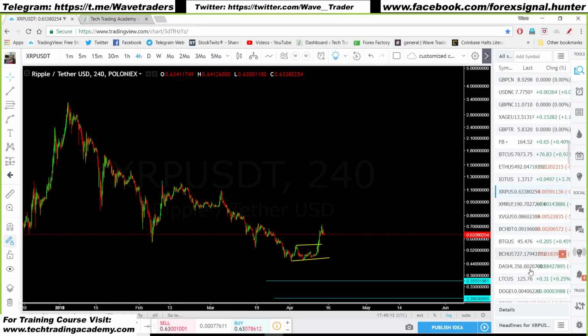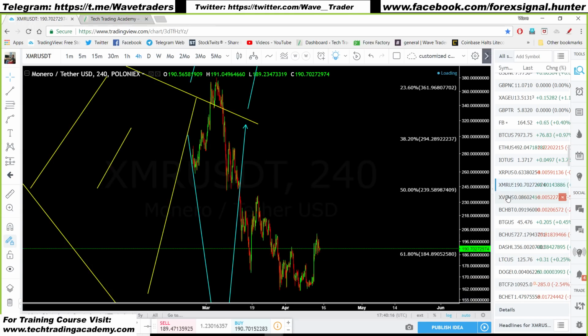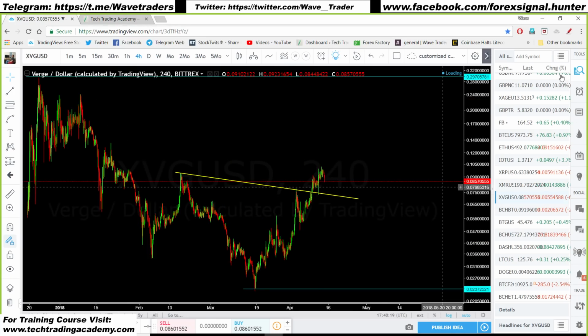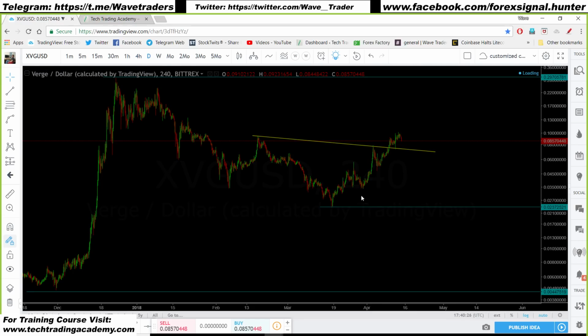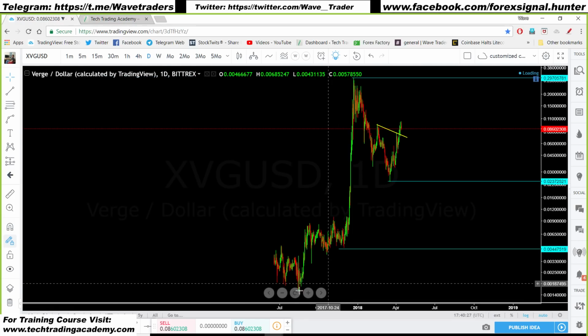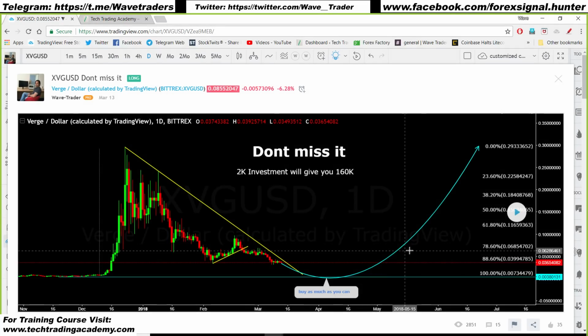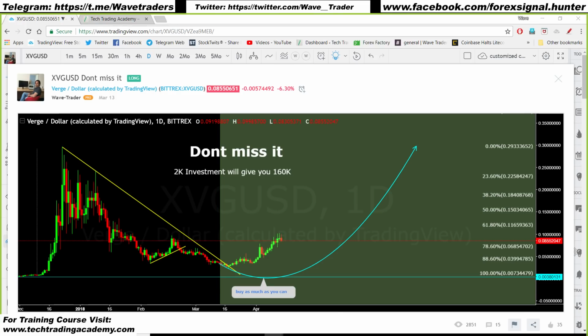Same almost on all other old coins. The Verge coin, Verge coin, a similar pattern is forming across the board. You guys need to look for one more drop if you are not in that trade. If you are already in that trade, then simply look for continuation. All right, so it is going up. One more drop like that, and buy.